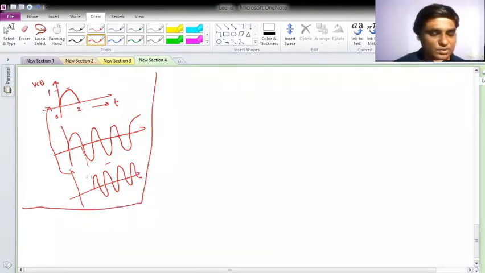This we can do, right? So this way we can say that step, ramp, or sine signals are acting as a basic building block to construct the signal.